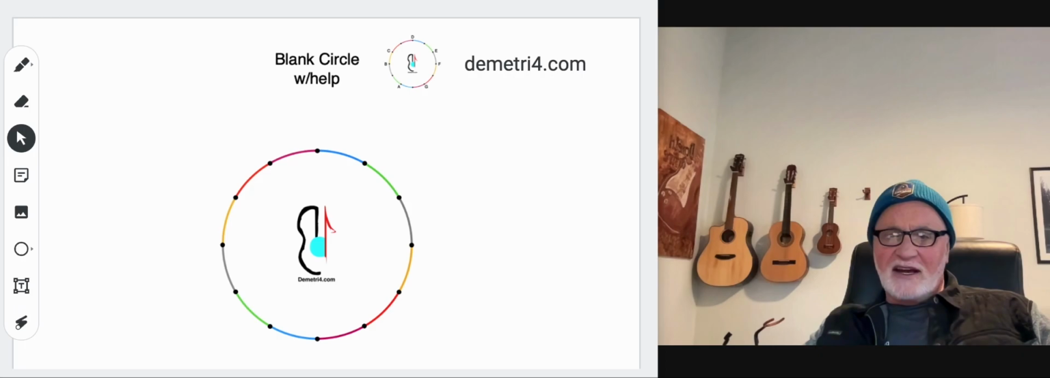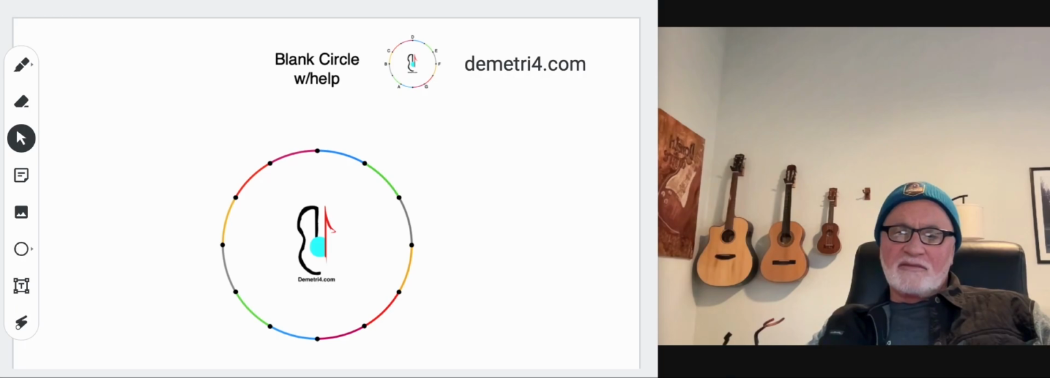Objectives: number 1, understand how to build the F major scale. Number 2, recognize the notes in the first major tetrachord. Number 3, recognize the notes in the second major tetrachord. Number 4, understand the structure of the major scale.